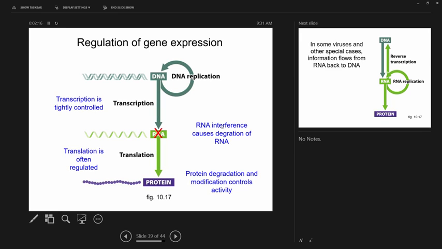As we'll see coming up, translation is often regulated, so you can get messenger RNAs accumulating, and then they can be held off on translating into protein until later on. Protein modifications like phosphorylation will help to turn existing proteins on and off, so you can have proteins sitting there, turn them on and off.